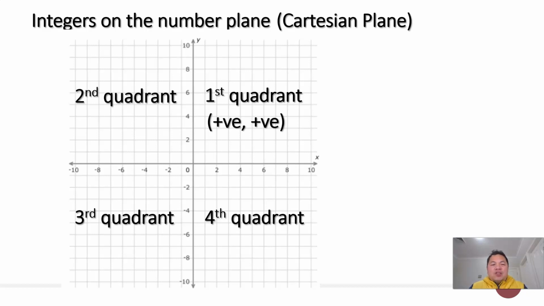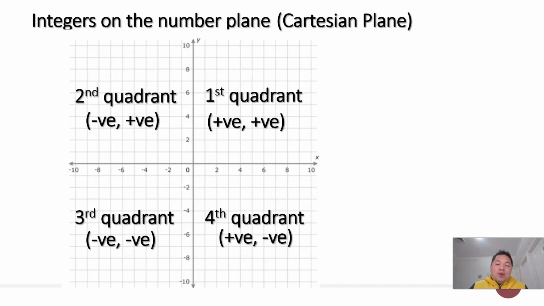The next quadrant is actually negative for x and positive for y. That's how you get the second quadrant. And the third quadrant, you actually have both of them negative. So negative x, negative y. That's why it's known as the third quadrant. And the fourth quadrant, okay, make a guess. That's right. It's actually positive x, negative y. That makes up the fourth quadrant.